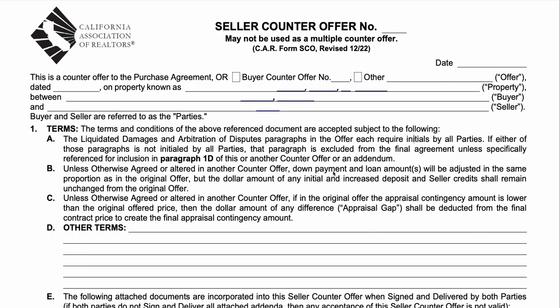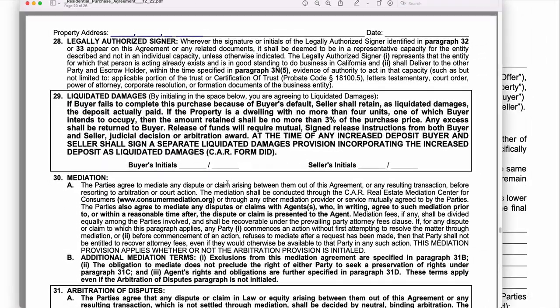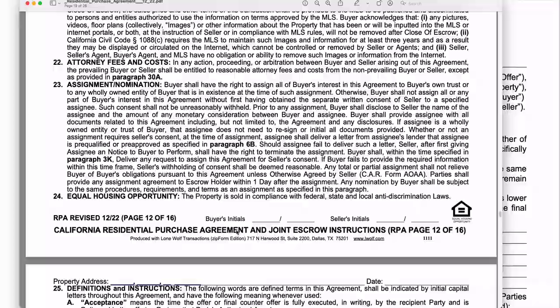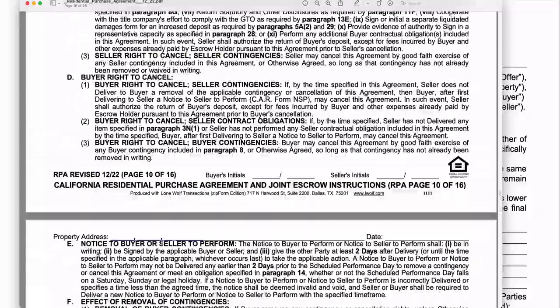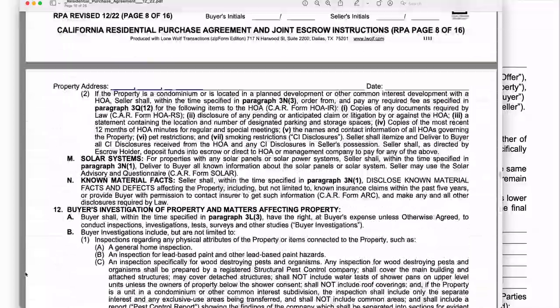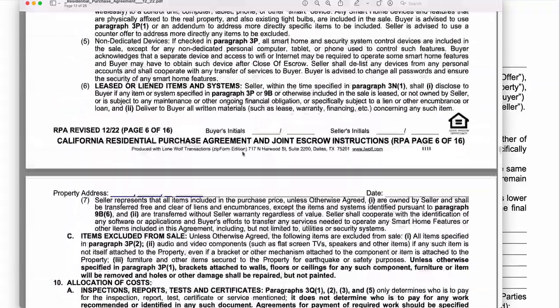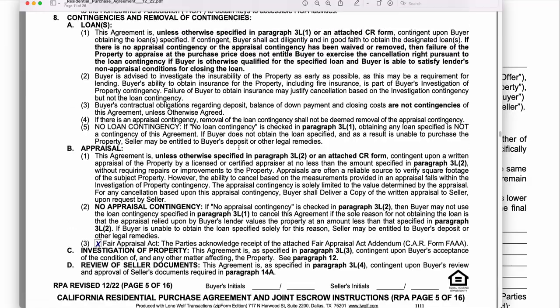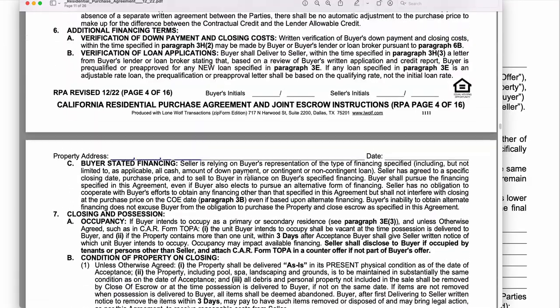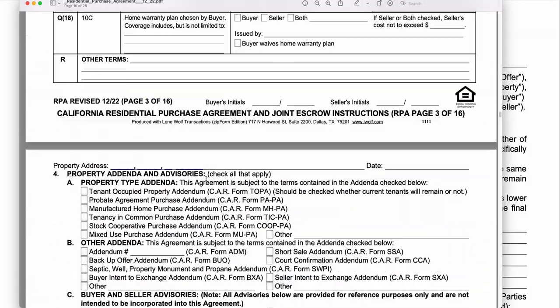Now, this is talking about the down payment and loan amount to be adjusted in the same proportion as original offer. Okay, the reason they have that, let me scroll up in a purchase agreement. It's because, remember, we're looking at a form with training wheels. We're in a go-kart path with little bumpers on the side of the road, so we can't crash into the edge. We can just bump into the wall and keep driving down the go-kart path.